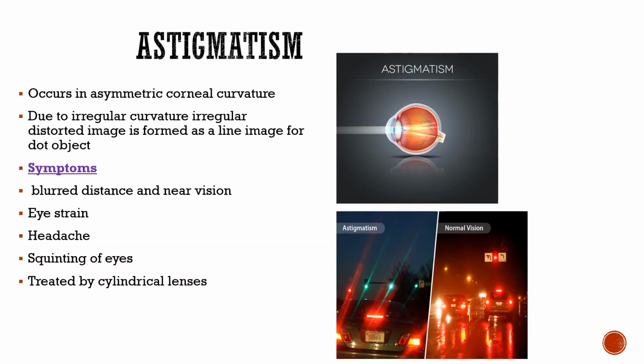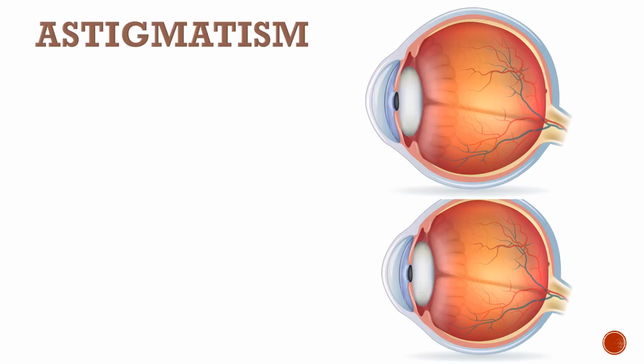The third refractive error is astigmatism. This occurs in asymmetric corneal curvature. Due to irregular curvature of the cornea, an irregular image is formed. We see a line and distorted image even for a dot object. The symptoms of astigmatism are blurred distance and near vision. It can cause eye strain, headache, and squinting of eyes. The treatment is by cylindrical lenses.